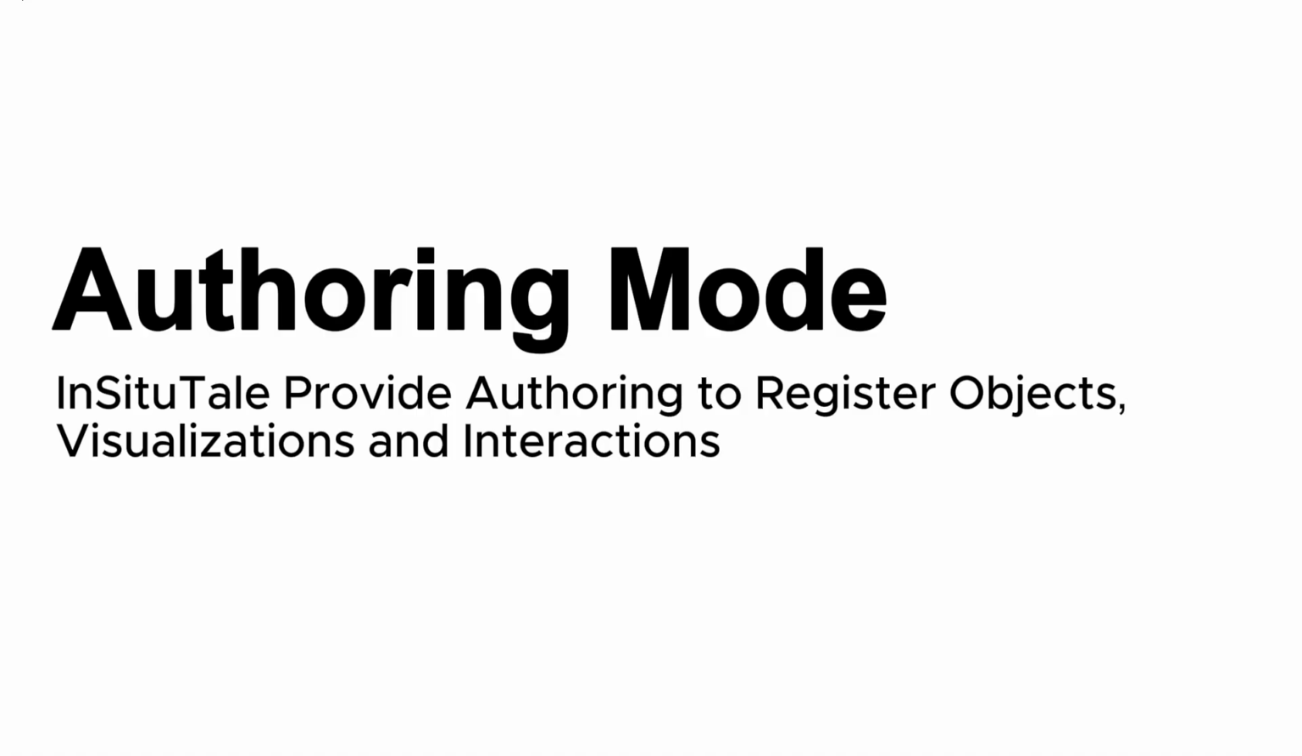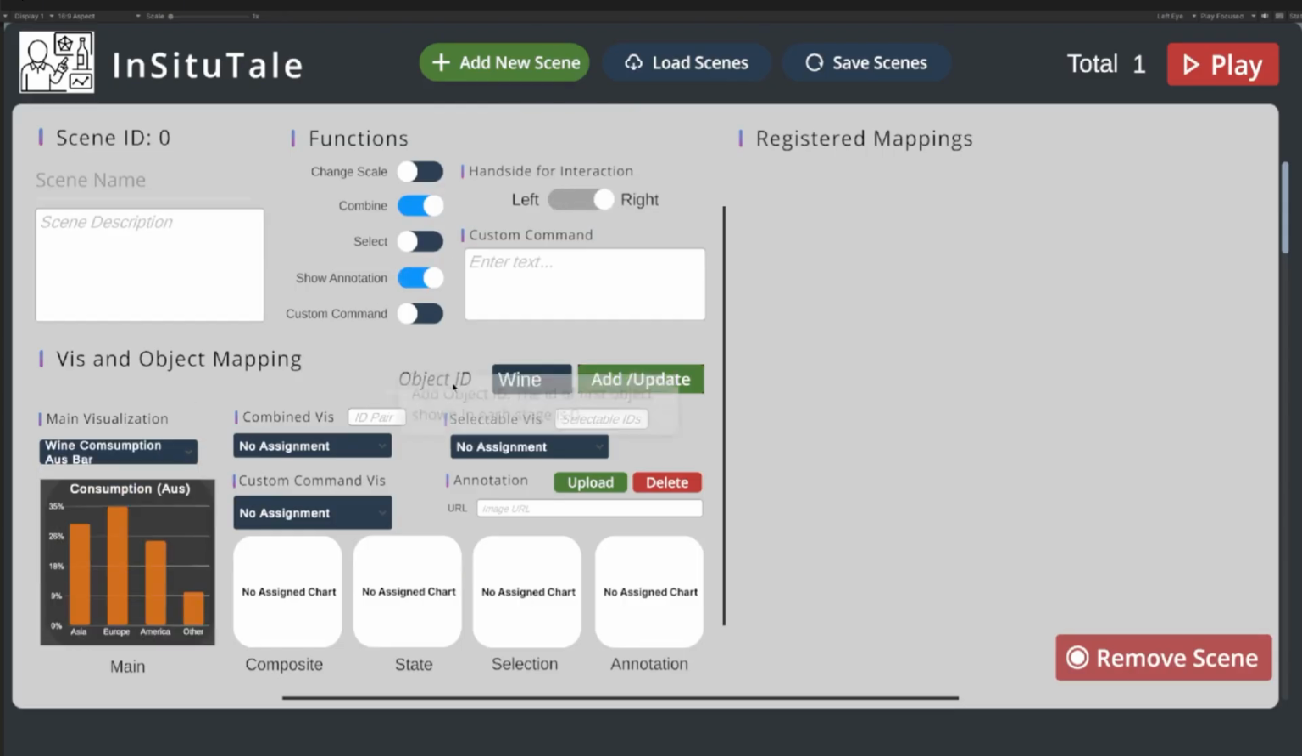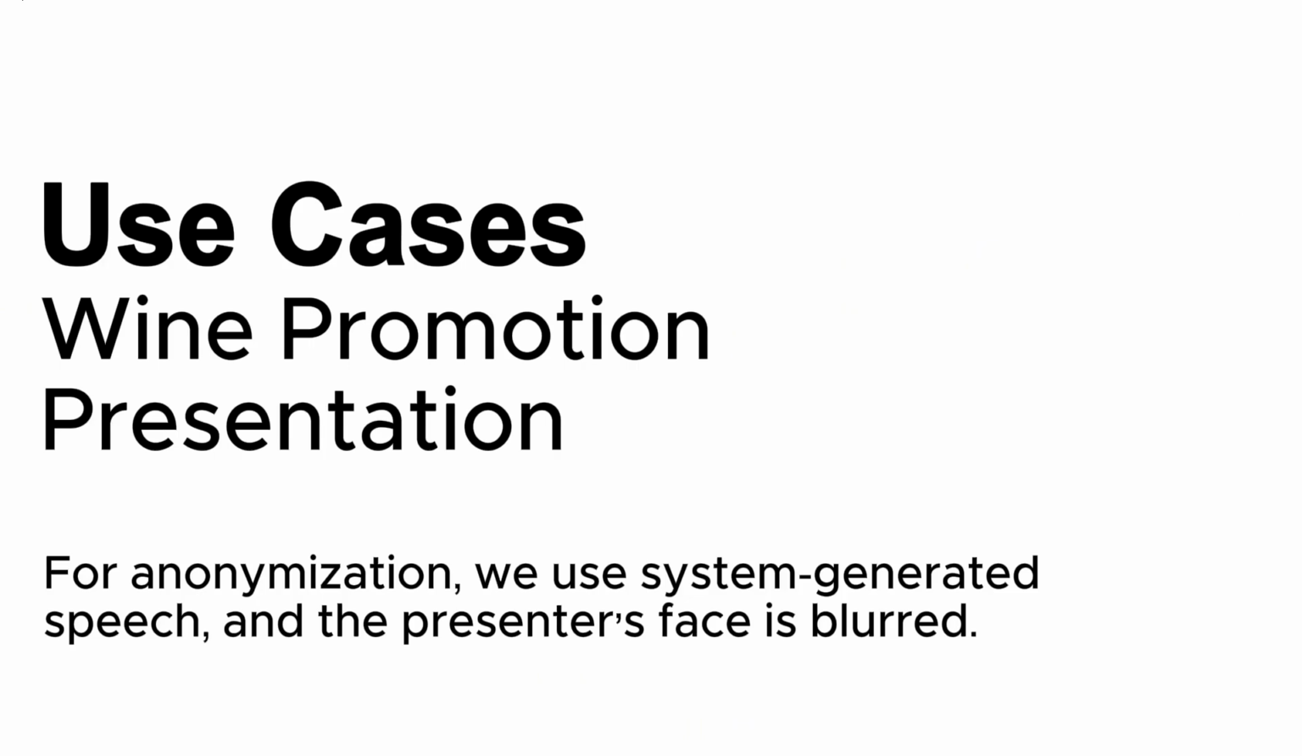In authoring mode, presenters can register physical objects, assign them to visualizations, and configure interaction settings. InSituTale supports scene-based authoring. In each scene, users can set up different objects, commands, and visualization settings. Now, let's look at a use case, a wine promotion presentation.